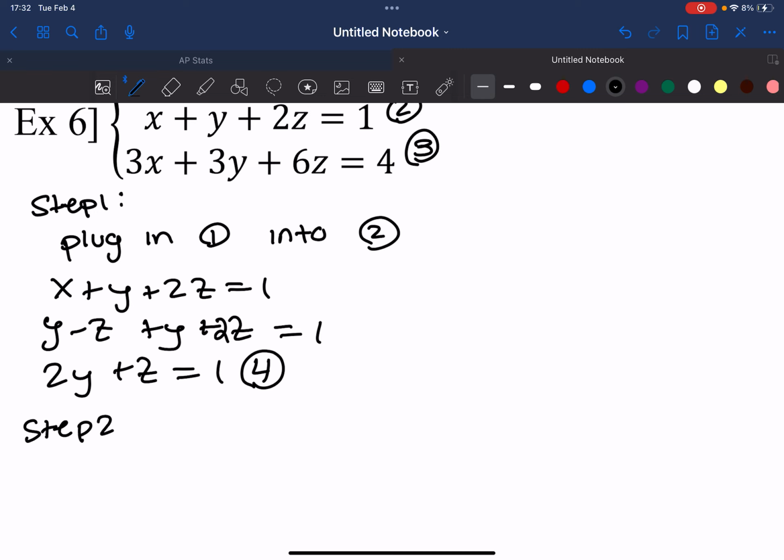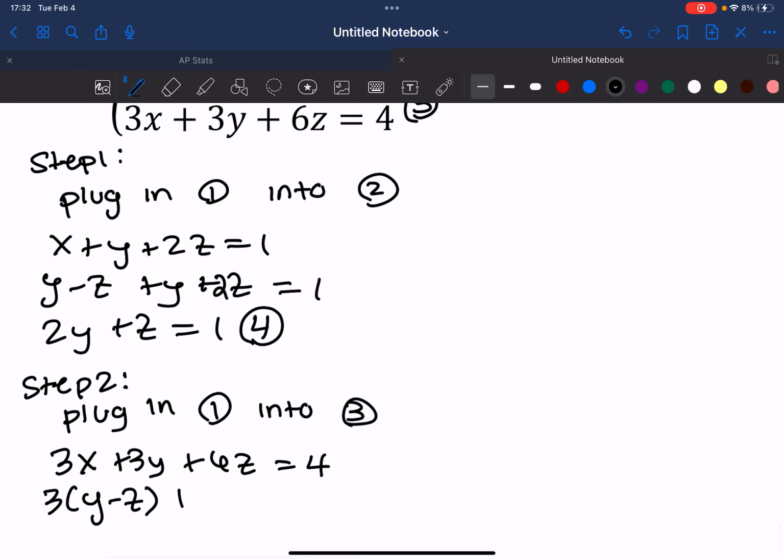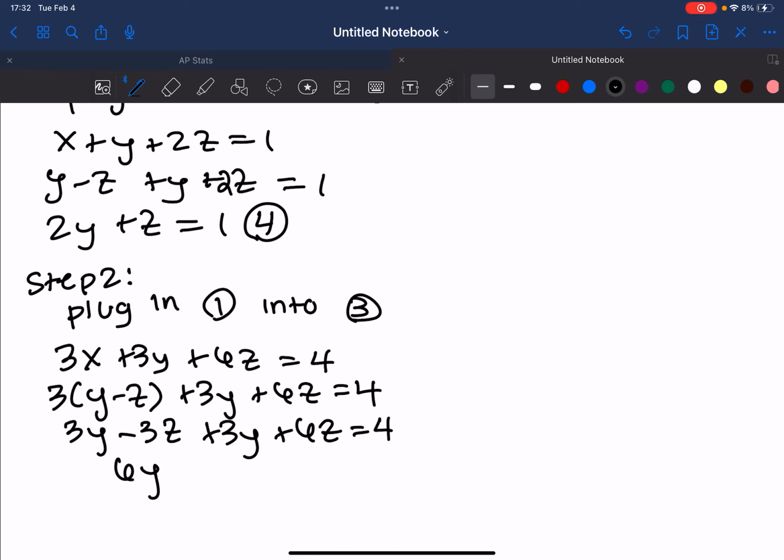Step 2. I'm going to plug in 1 into 3. So 3x plus 3y plus 6z is equal to 4. Instead of x, I'm going to plug in y minus z. So 3 times y minus z plus 3y plus 6z is equal to 4. So I have 3y minus 3z plus 3y plus 6z is equal to 4. So this is 6y plus 3z is equal to 4.